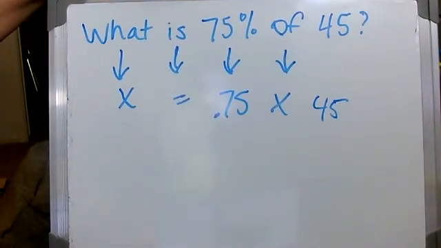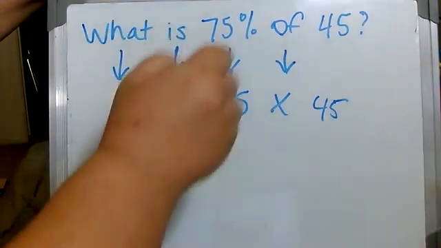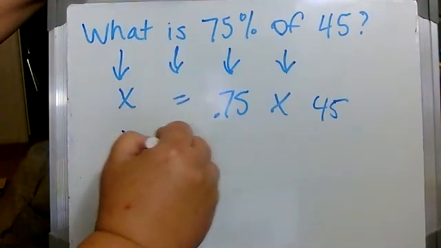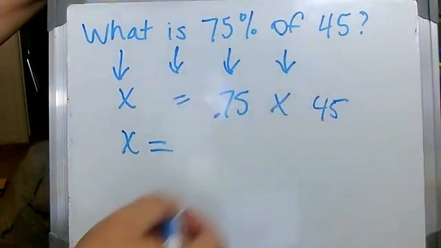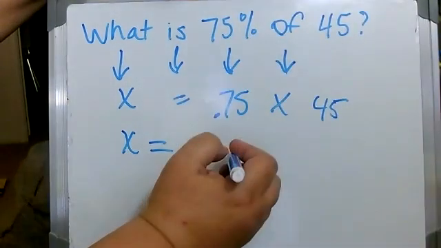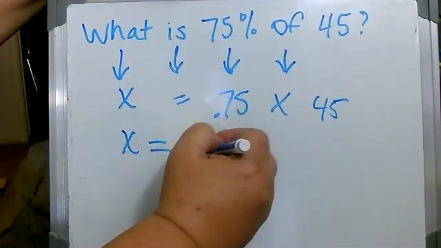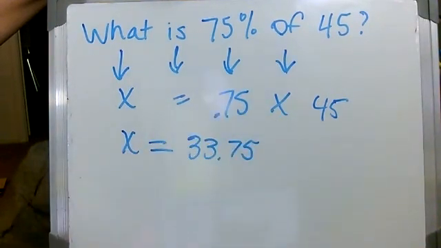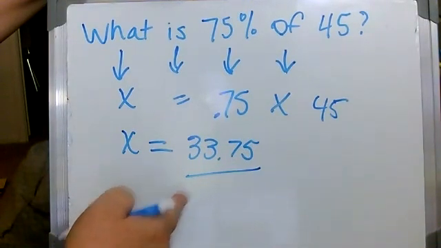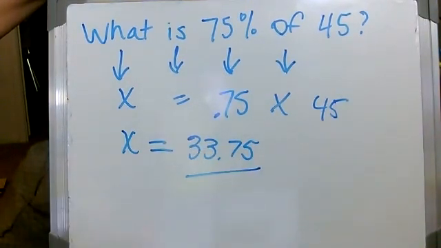All right. So we've done the translation. Now all we have to do is the math. So now x is going to equal 0.75 times 45, which when you do the math is going to come out to 33.75. So 33.75 is 75% of 45. Okay? Not hard. It's just math.